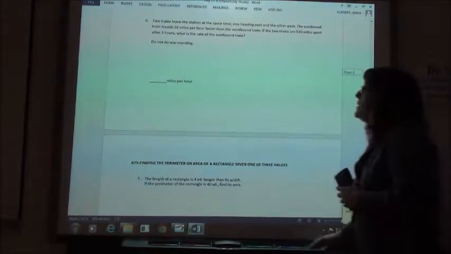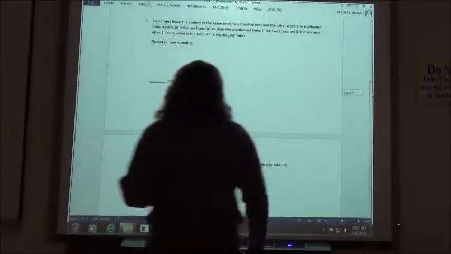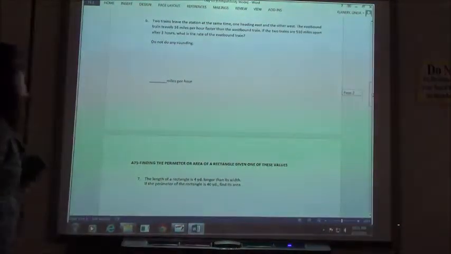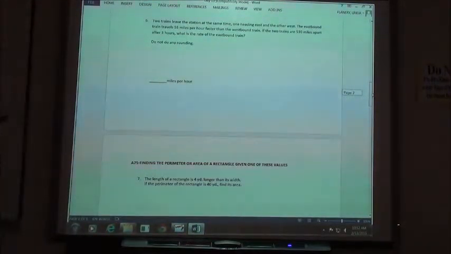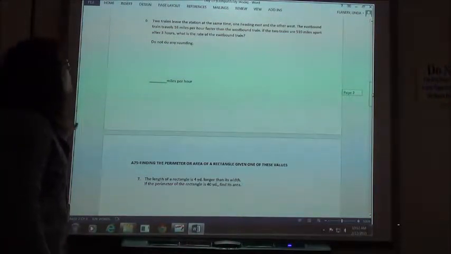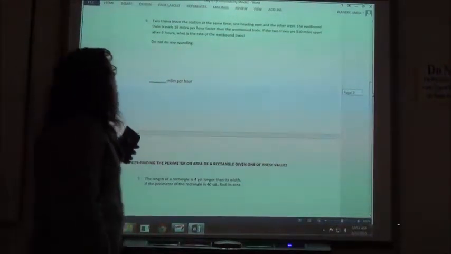Number 6. Two trains leave the station at the same time, one headed east, the other headed west. The eastbound train travels 16 miles an hour faster than the westbound train. The two trains are 510 miles apart after 3 hours. What is the rate of the eastbound train?